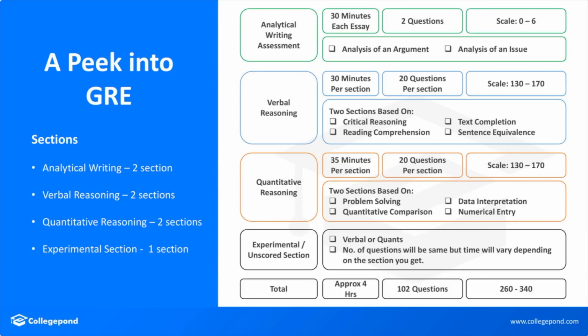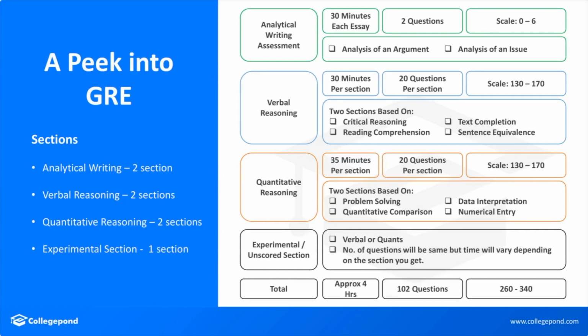Then you have verbal and quant, 2 of each, so about 4 sections there. 20 questions and 30 minutes for verbal, 35 minutes for quant. Scoring is in the range of 130 to 170 per section. So all wrong is 260, and 340 means you cracked the exam. The AWA score is not added to the GRE score. You say, I got a 312 with a 3 in AWA, or 322 with a 4.5 in AWA.